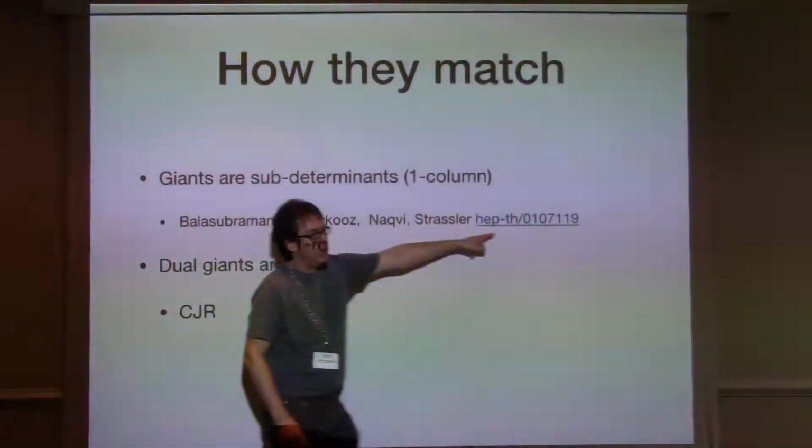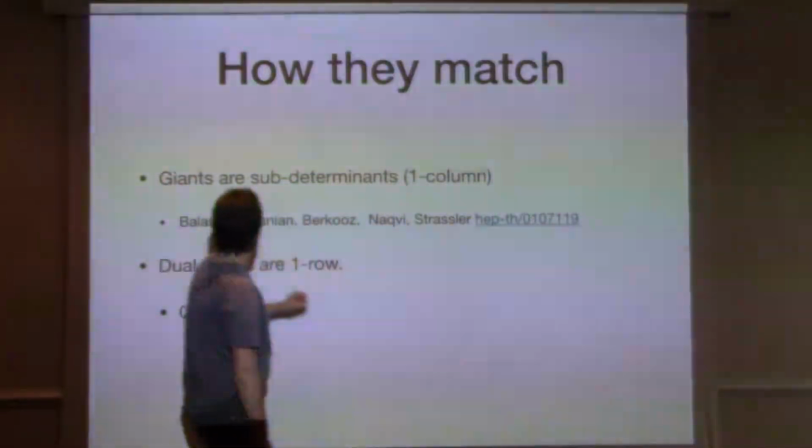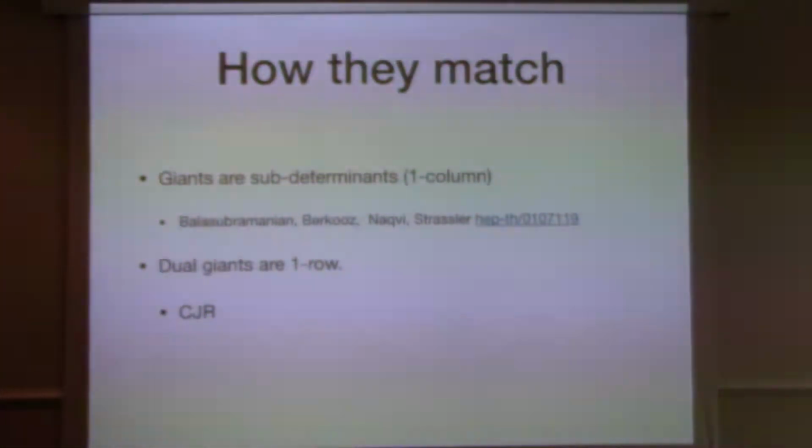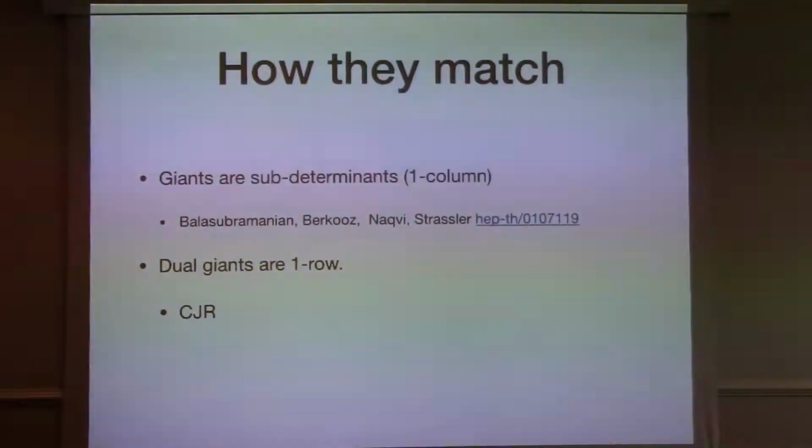Here's 2001 earlier. This is Lauser-Vanenian, Berkus, Nachmi, and Strasler. They said, okay, traces are not good, so they said subdeterminants are good. They're one column Young tableau. And they said these are giant gravitons, and then because the columns end at finite n, they have a maximum angular momentum, which is n, the number of boxes you can have in your tableau. And they said this is the way it should work.